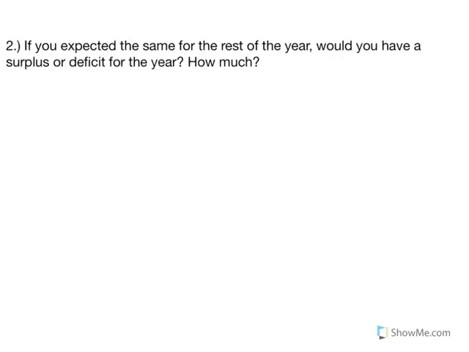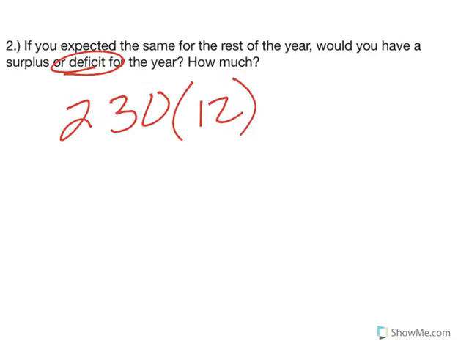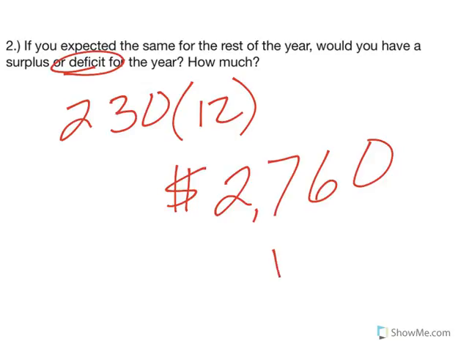Now, number 2 builds on that. If this is your yearly deal, so every month is the same, we have the same deficit every month, how much deficit will you have? And I answered that first question for you. If I'm in the hole $230 every month, and there are 12 months in the year, then I'm going to be in the hole $2,760. That's the deficit for the year. And that would generally not be a good thing. You can hope for a good tax check, but that's not even a good way to live.